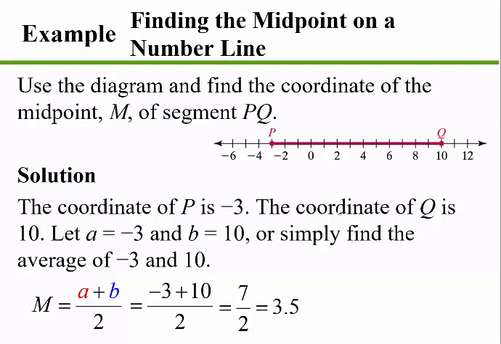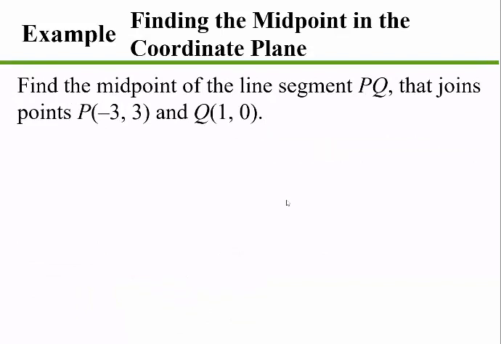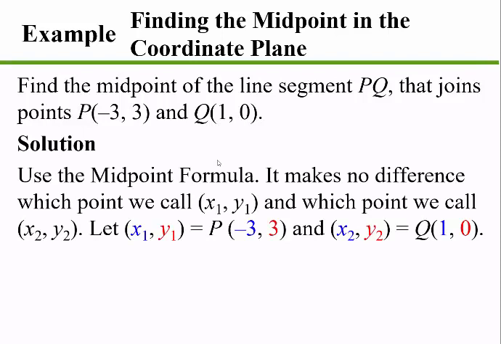All right, let's find the midpoint of the line segment PQ, which is joined by the endpoints P, which is (-3, 3), and Q, which is (1, 0). We're going to use the midpoint formula to find the midpoint, obviously. It makes no difference which point we call x1 and which point we call x2. However, generally, what I will always do is call the first point P here x1, y1, and the second point here x2, y2. So x1 is -3, y1 is 3, x2 is 1, and y2 is 0.